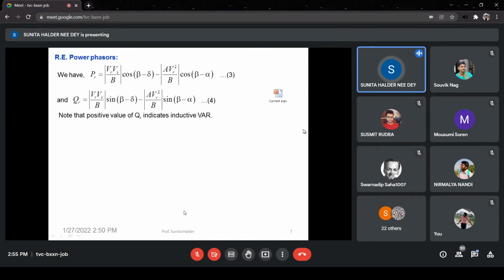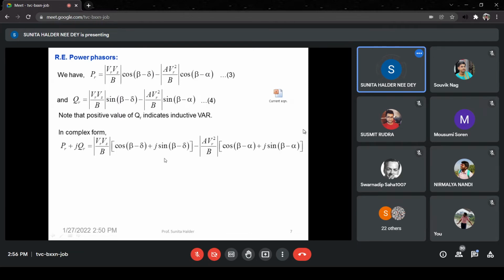Now this is the receiving end power phasor. So P is this one, Q is this one. Now a positive value of Q will indicate the inductive power. We started with a negative, then we included the negative sign within the expression. So this QR is including that negative sign because we started with V conjugate I. Anyway, so this equation 4, if it comes positive, that means it is inductive, otherwise capacitive.